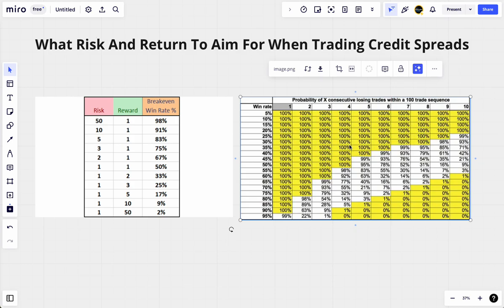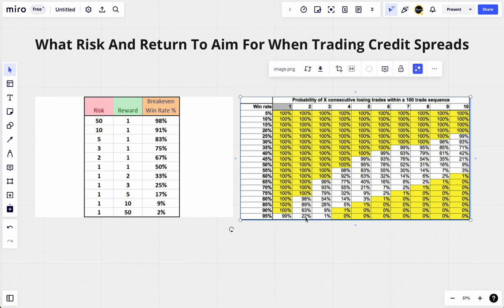This table is very important. A lot of people overlook this step and don't know this math. It is the probability of a certain amount of losing trades based on your win rate. Okay, so with a 95% win rate, we have a 99% chance of having one loss.